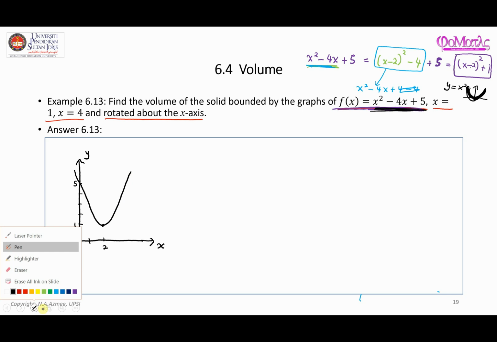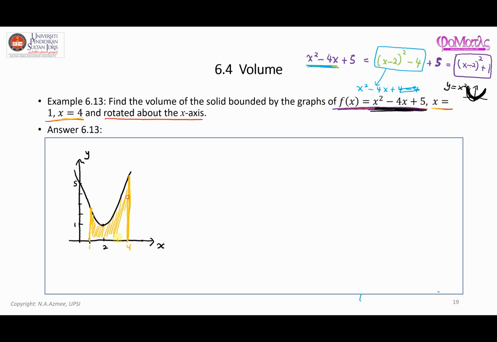Next, we're going to determine the boundaries. The boundaries are x equals 4 and x equals 1. So this is x equals 1, so the boundary is this one. And then I have another one which is 2. This could be 3, this could be 4. So it will be like this. Okay, so this is the region that we are looking for.